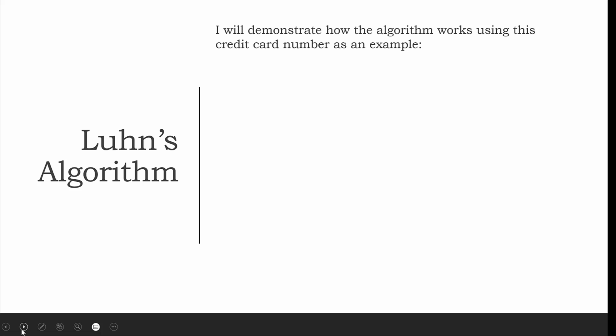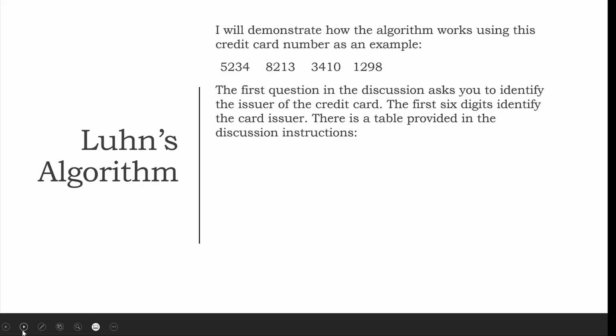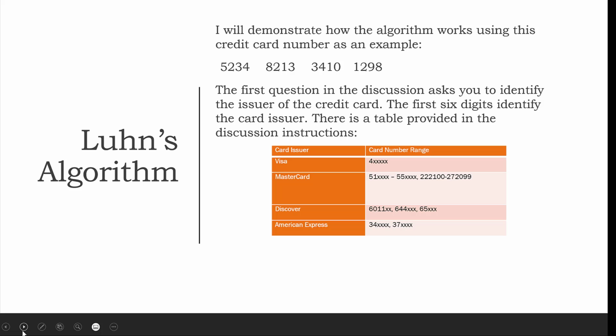So I'm going to demonstrate the example first using this credit card number. The first question in the discussion is going to ask you to identify the issuer of the credit card, and the first 6 digits identify the card issuer. There's a table in the instructions for the major credit card issuers. And we see in this case that the number starts with a 52, which tells us that it was issued by MasterCard.